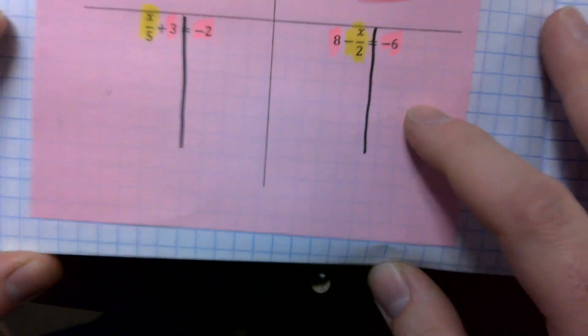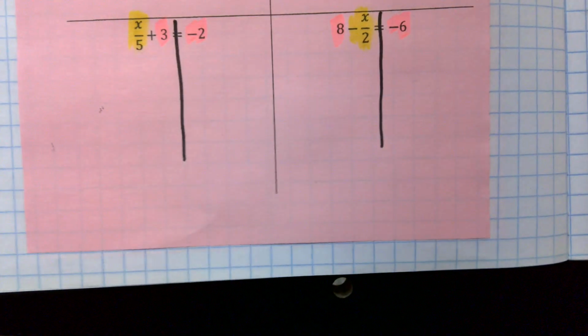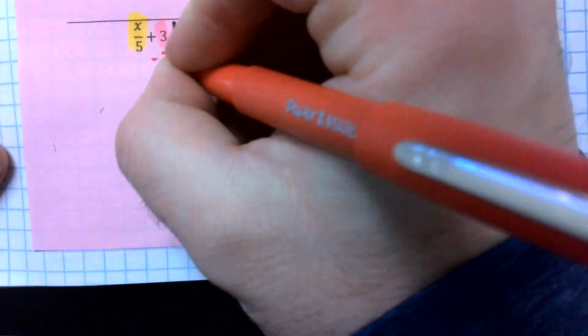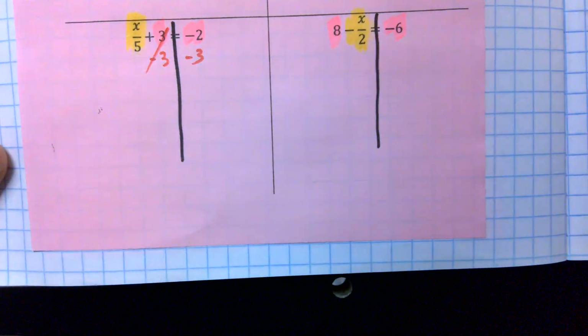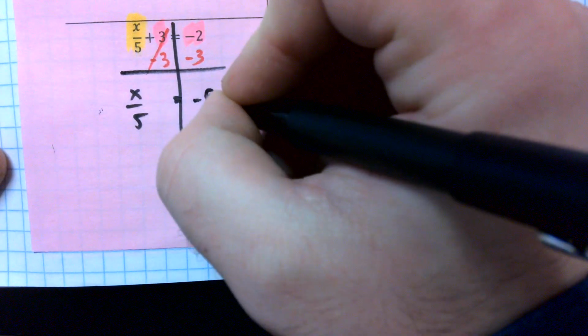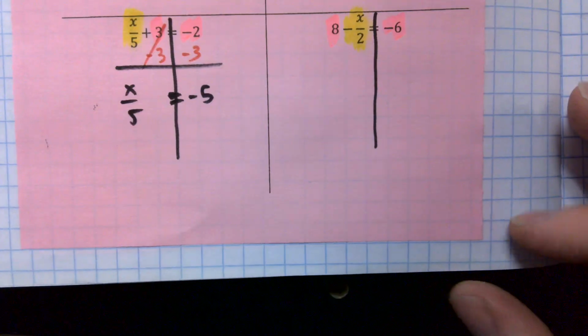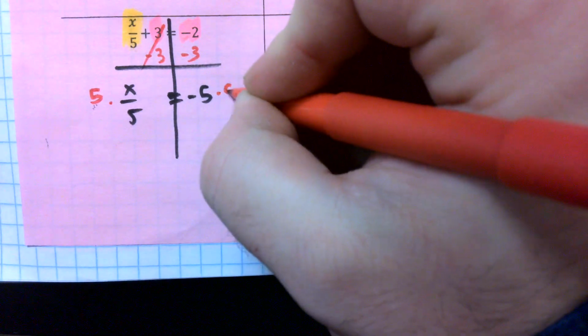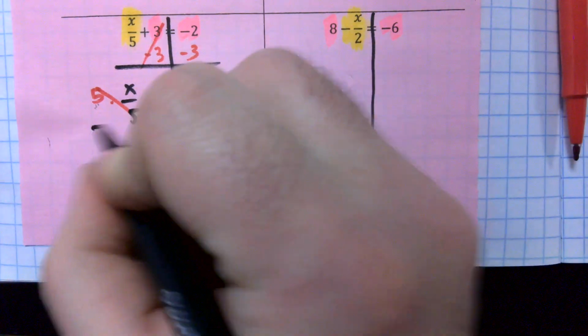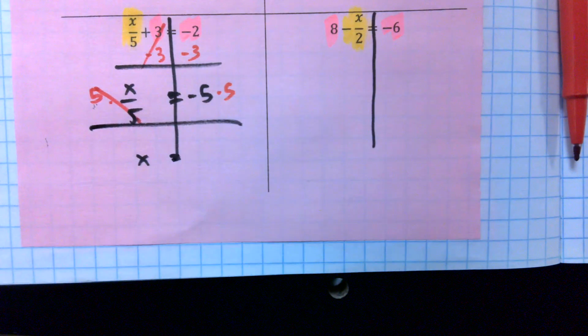First thing we're doing here on the third one is what? Subtract 3. What's negative 2 minus 3? Negative 5. Thank you. Now how can I get rid of that over 5? Yes. Times 5. What is negative 5 times positive 5? Negative 25. Thank you, Josh.